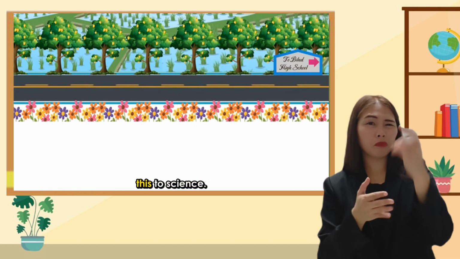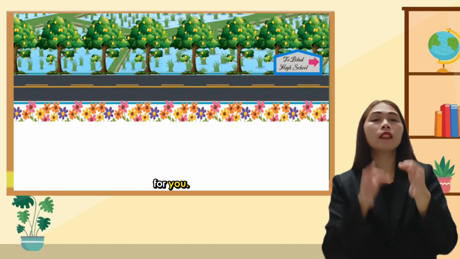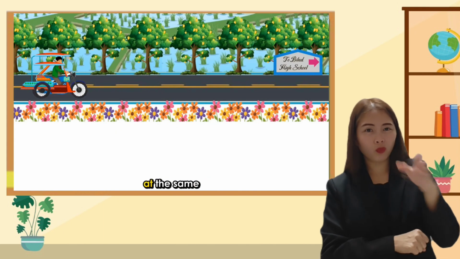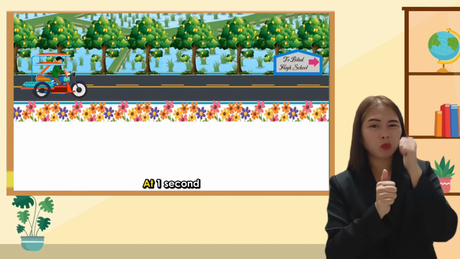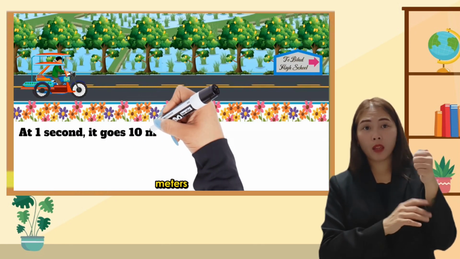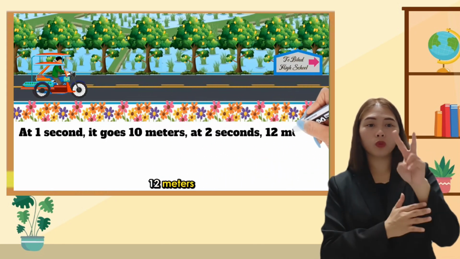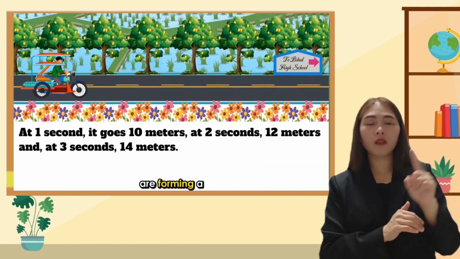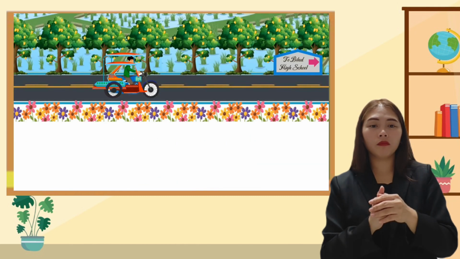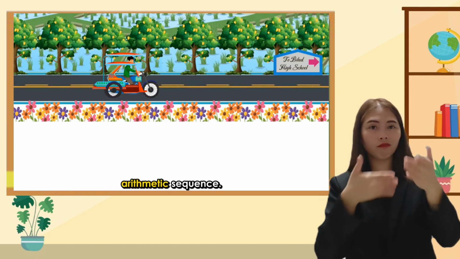Now let's connect this to science. Here is a question for you. If the tricycle keeps getting faster at the same rate every second, how can we figure out how far it travels? At 1 second, it goes 10 meters. At 2 seconds, 12 meters. And at 3 seconds, 14 meters. Hey, these numbers are forming a pattern. Exactly, that's an arithmetic sequence.